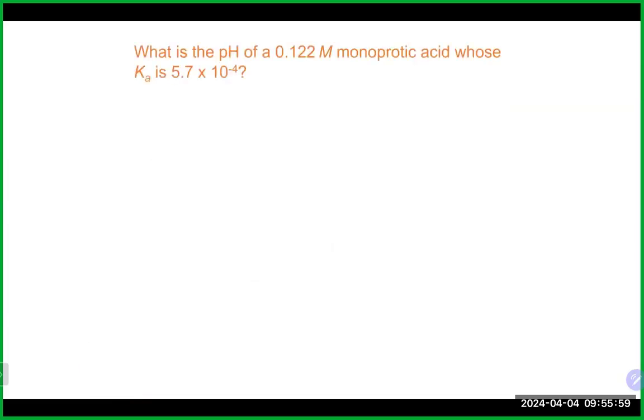Let's try another one to warm yourself up for the upcoming exam. What is the pH of a 0.122 molar monoprotic acid whose Ka value is 5.7 times 10 to the minus 4? Since they did not give you an actual formula, a generic formula for a monoprotic acid looks something like HA. Take a few moments, calculate it, and see what you come up with.